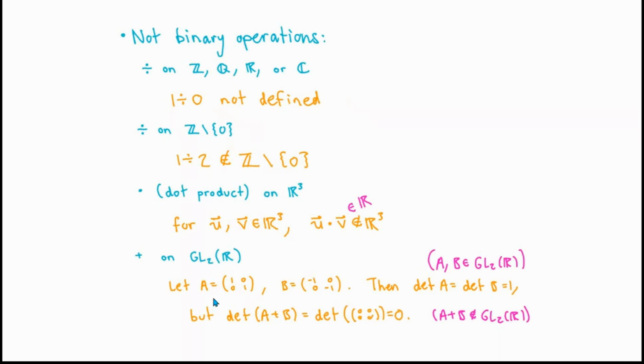A simple example: take A to be the identity matrix and take B to be the negative of the identity matrix. Both of these matrices have determinant 1, so they're both elements of GL2R. But when you add them together, you get the zero matrix, which has determinant 0. So the sum of these two matrices is no longer an element of GL2R. And that shows that addition on GL2R is not a binary operation.